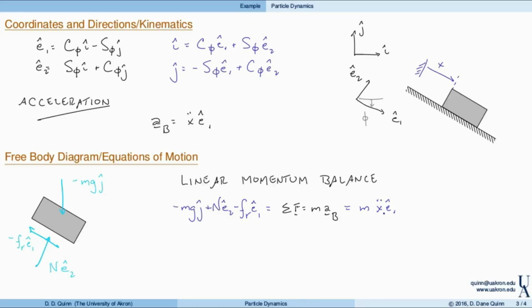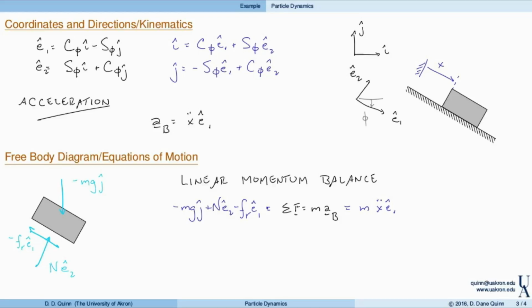So here we have linear momentum balance as applied to the block. Now this is a vector equation, so we have two scalar components. I could take components in the i and j direction, or I can take components in the E1 and E2 direction. There are two reasons that I want to take components in the E1 and E2 direction. One of these reasons, quite honestly, is that there are more terms in the E1 and E2 directions, so if I take things in the E1 and E2 directions, I only have to transform this one force as opposed to these three forces if I were to do it in the i and j directions.